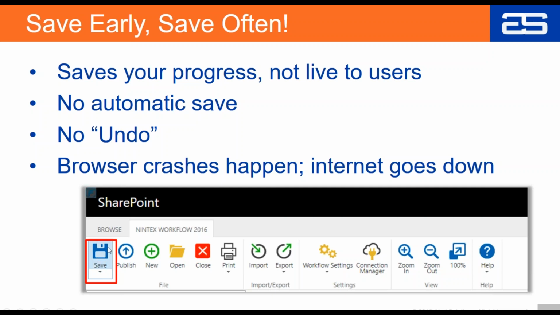The other thing is that Nintex Workflow is a browser-based program, right? So browser crashes can happen. The internet can inexplicably go down sometimes. And when that happens, if you've made a lot of changes, you've configured lots of actions and you haven't saved recently, you're going to lose a lot of work and it's going to set you back and it's going to frustrate you. So just save early, save often. Again, it's one of those really basic tips, but it's a really powerful one.